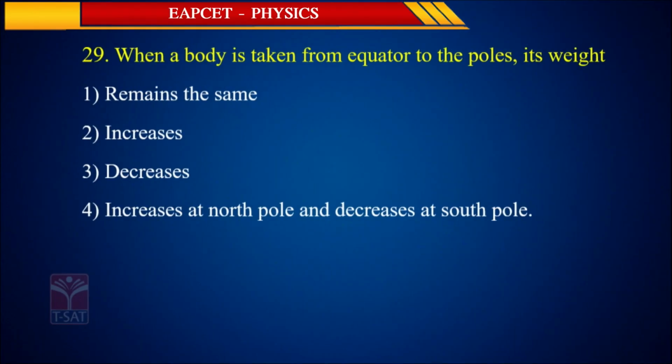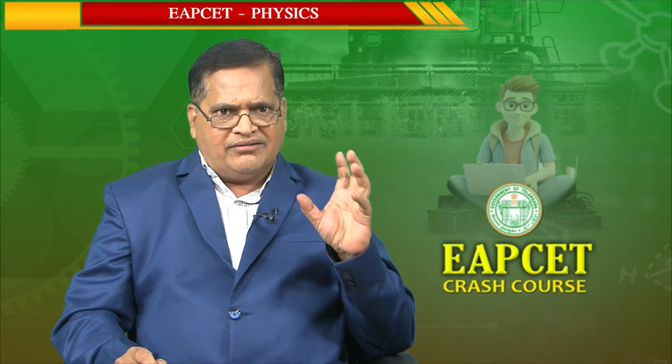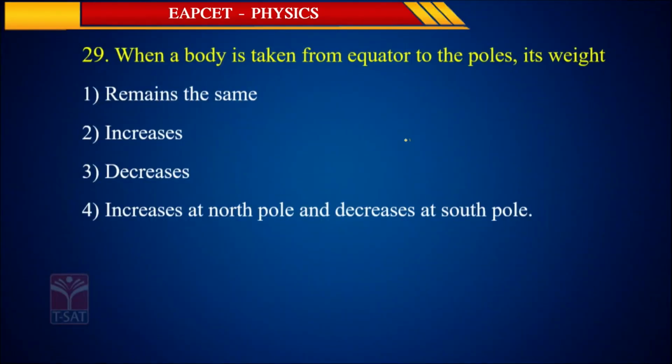Next, you see, when a body is taken from the equator to the pole, what happens to its weight? You know that when a body is taken from the equator to the pole, the acceleration due to gravity value at the center of the earth is 0, children.